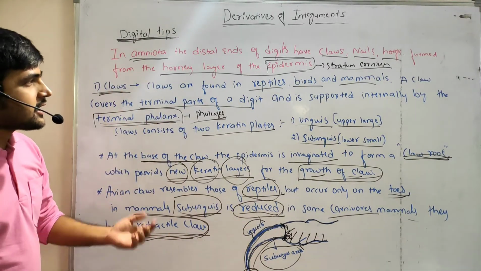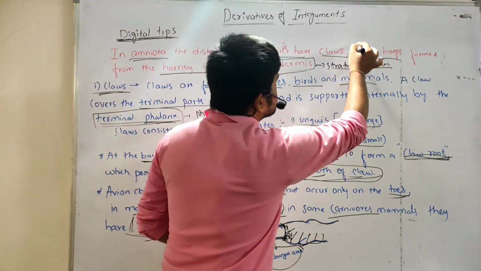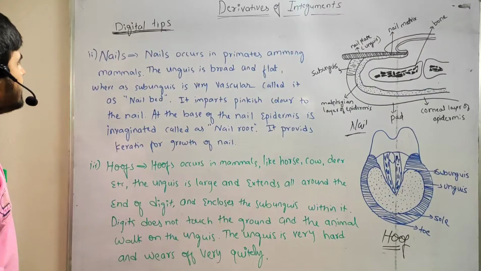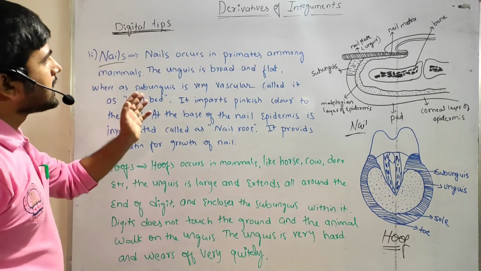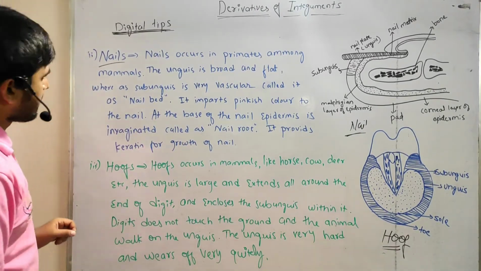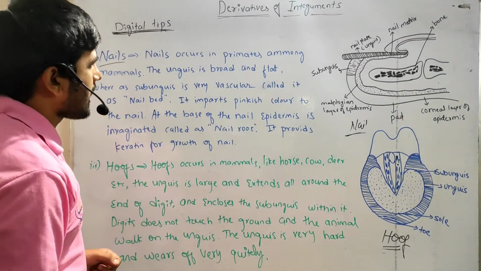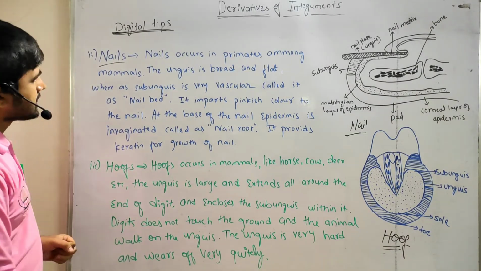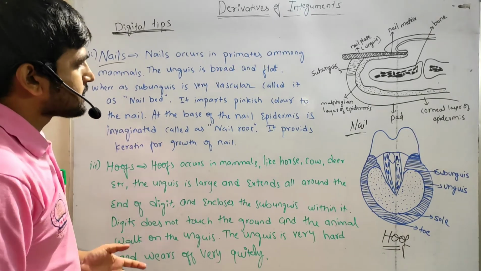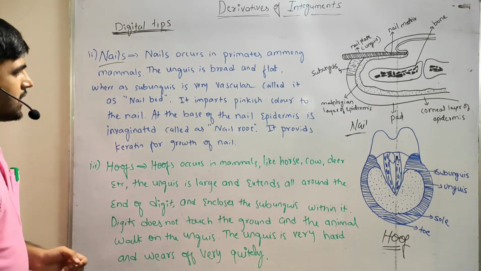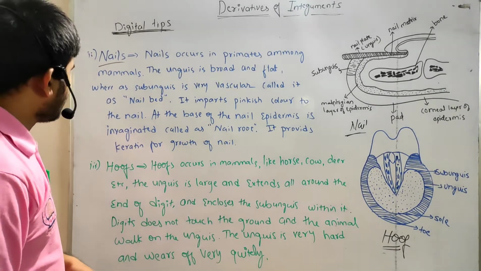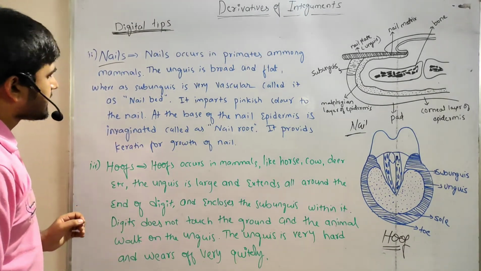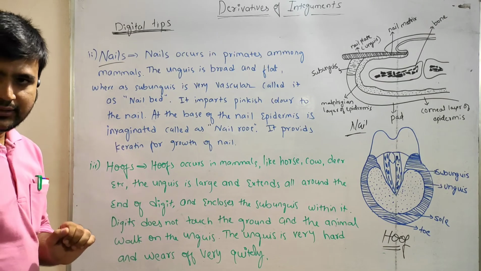Okay, the next one is nails, right? Nails occur in primates among mammals. The anguis is broad and flat, whereas the subanguis is very vascular, called the nail bed. It imparts a pinkish color to the nail. At the base of the nail, the epidermis is invaginated, called the nail root. It provides keratin for the growth of the nail, right?